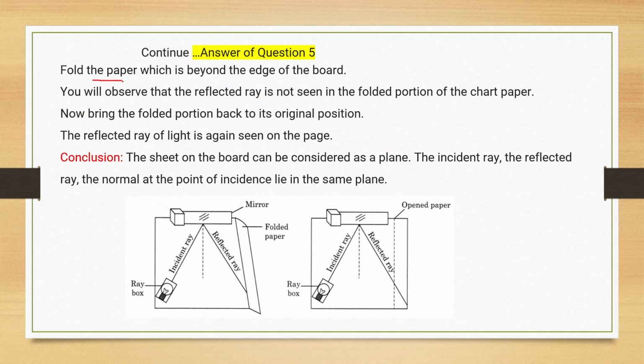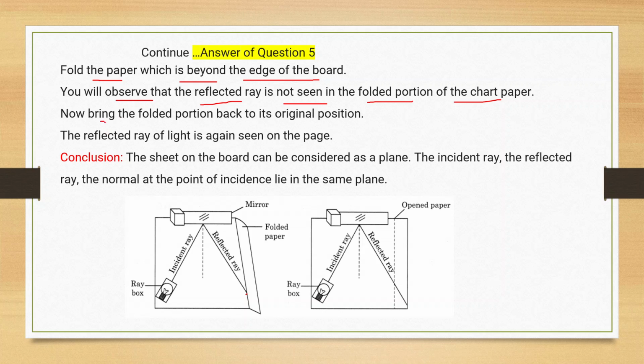Now fold the paper which is beyond the edge of the board. Okay, this जो पेपर हमने लगाया था जो टेबल से बाहर, बोर्ड से बाहर की तरफ था, उसको फोल्ड आपको करना है. Okay, you will observe that the reflected ray is not seen in the folded portion of the chart paper. ये यहाँ पर आपको reflected ray नजर नहीं आएगी.